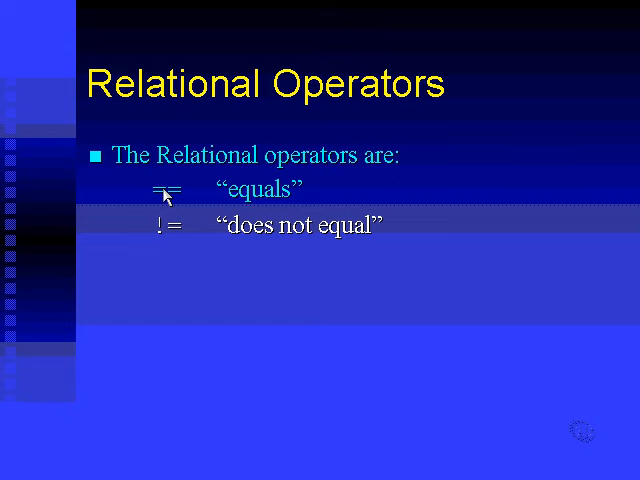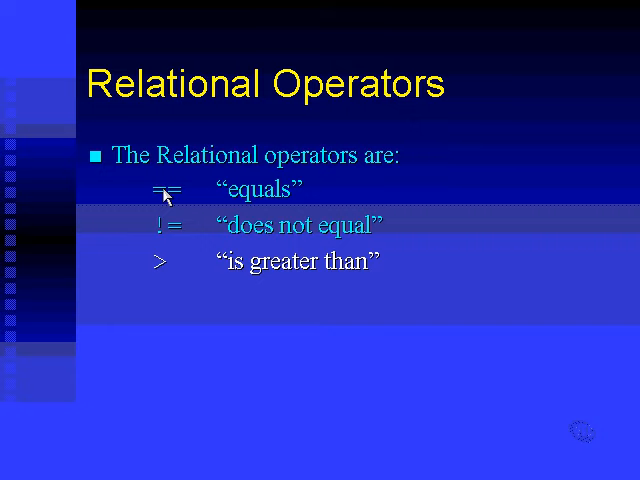Okay. We've also got exclamation mark equals. When we see the symbol exclamation mark, we always think of the word not. So we read exclamation mark equals as not equals or does not equal. In other words, if x does not equal y, and so on.